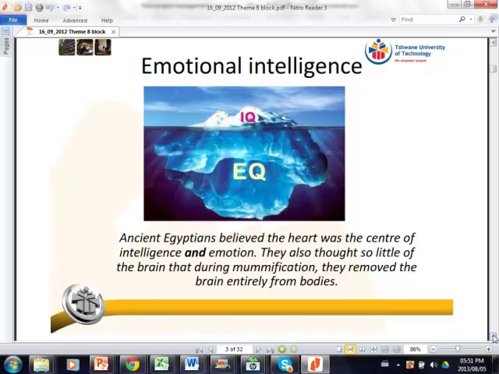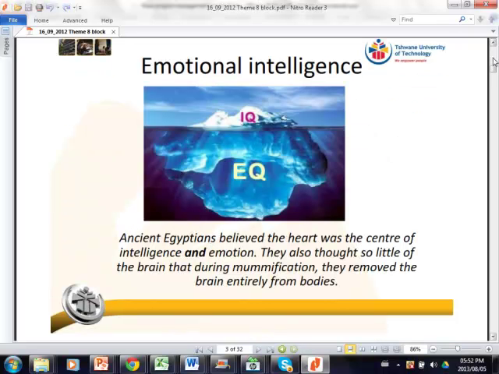The brain, they used to put a substance into the brain which liquefied it, and then they would suck it out through the nose. Okay, so that's not in the slides. That's just the yucky part of my presentation for today. So that's what they thought. They thought that intelligence and emotion sit in the heart.